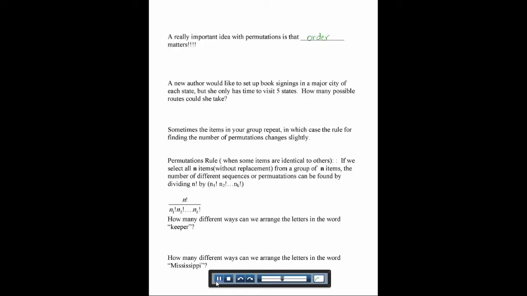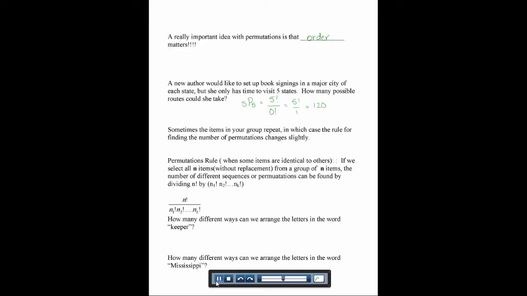Okay. So our next one says, a new author would like to set up book signings in a major city of each state, but only has time to visit 5 states. How many possible routes can she take? So she's going to 5 different places. What's the way she can arrange those 5 stops? So this would be 5P5, which is actually the same as 5 factorial, because you get 5 factorial over 0 factorial, which is just 5 factorial over 1. So there's 120 ways she could make this trip of 5 cities. So permutations get big pretty fast.